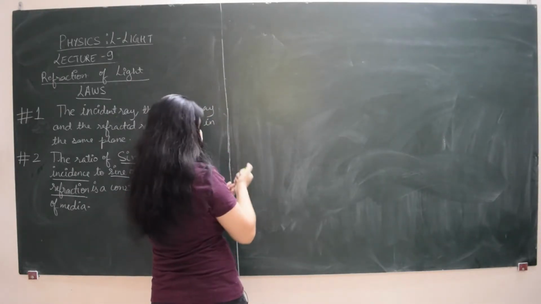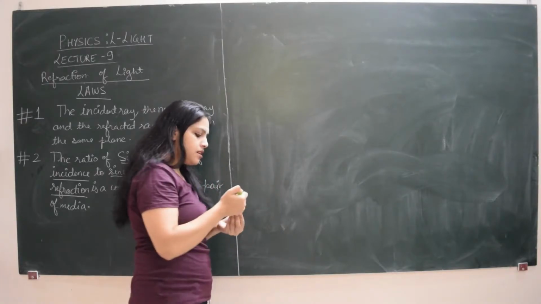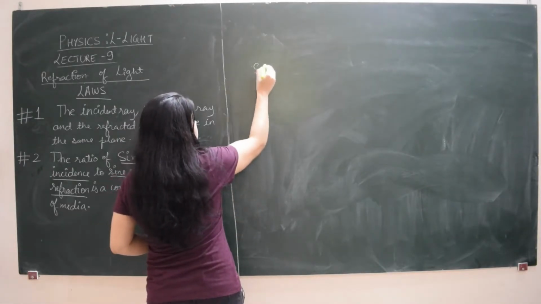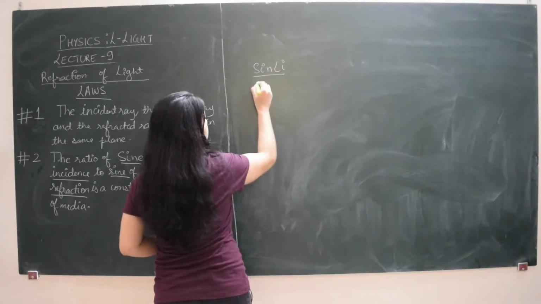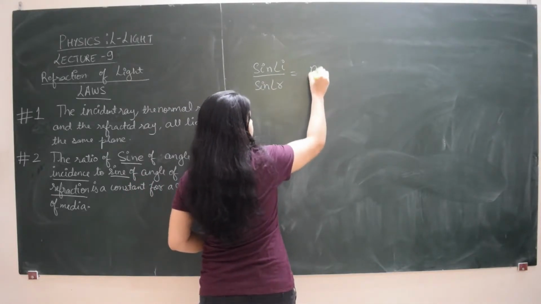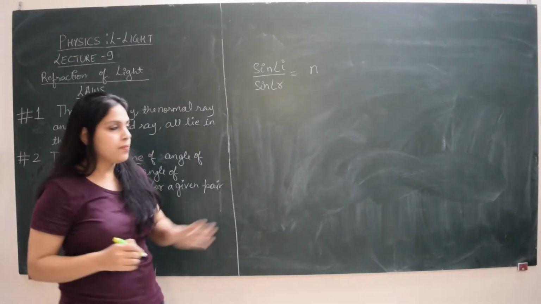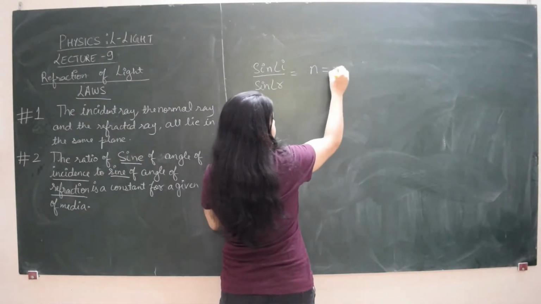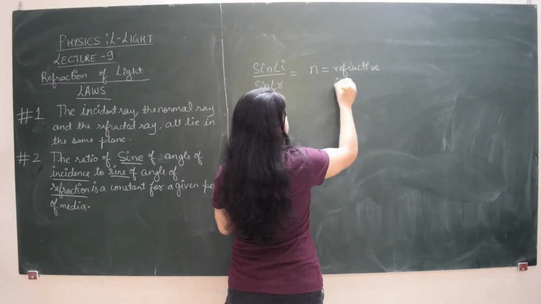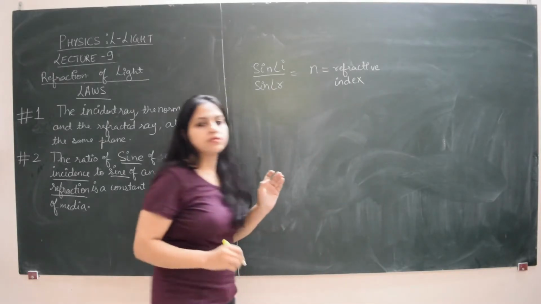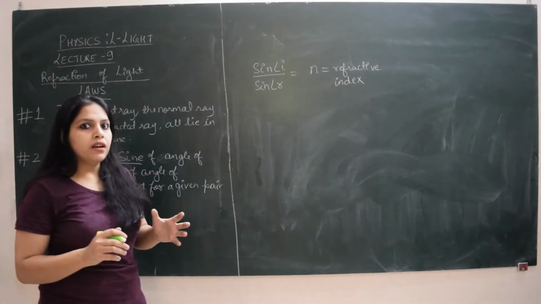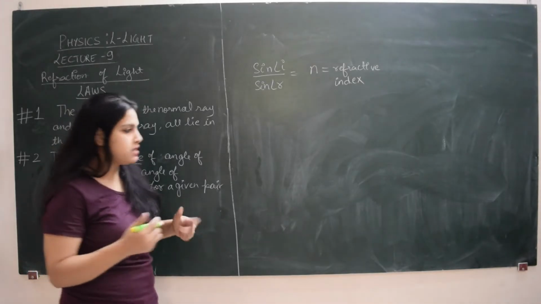So we said that sin I upon sin R is a constant. That constant is known as the refractive index. So sin I upon sin R is a constant and the symbol of the constant is n. We say that this symbol is known as the refractive index. And as I said, this is constant for a given pair of media. So we'll make this symbol a bit more specific.